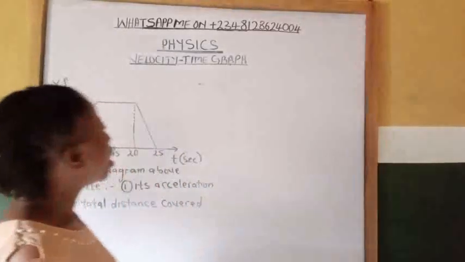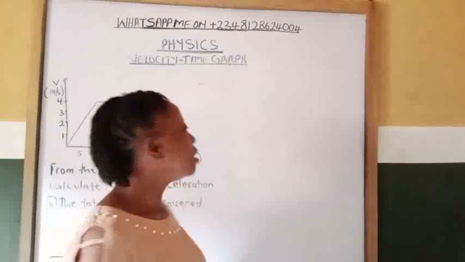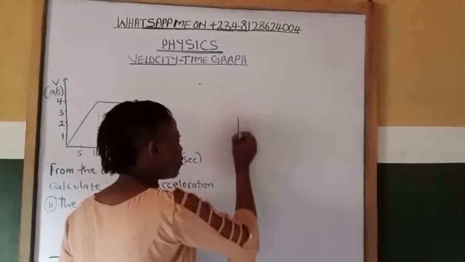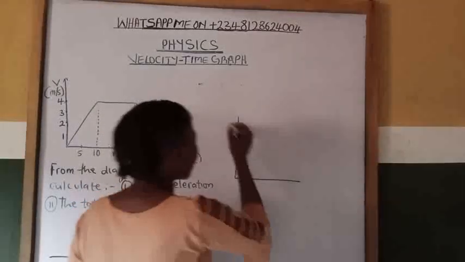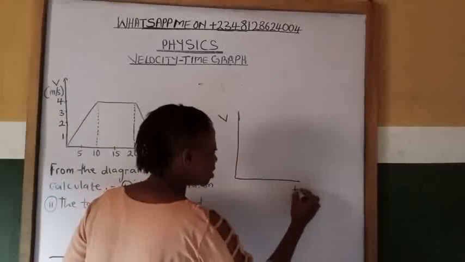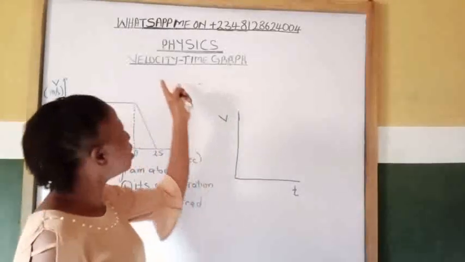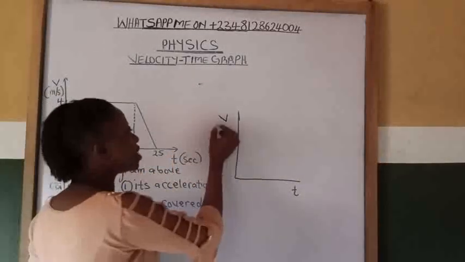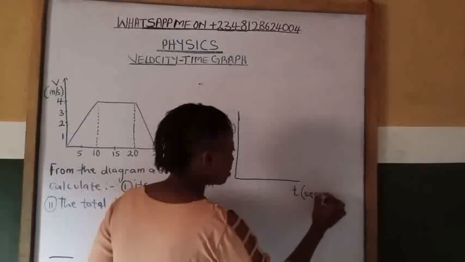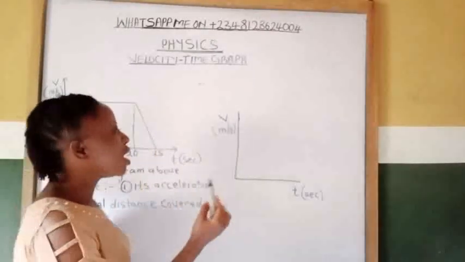So let's go. Before we solve these questions on velocity time graph, let me briefly explain velocity time graph. They call it velocity time graph because a graph of velocity is plotted vertically against time taken horizontally. So a graph of velocity against time taken is called what? Velocity time graph. Then velocity is always in meter per seconds and the time taken is always what? In seconds.